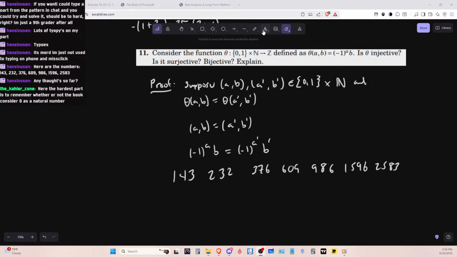So I think I'm going to erase this. But thank you for the pattern, Hans. That's a pretty interesting one. Here the hardest part is to remember whether or not the book considers 0 as a natural number, right?